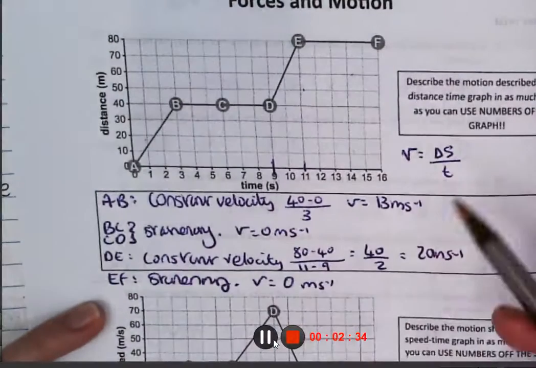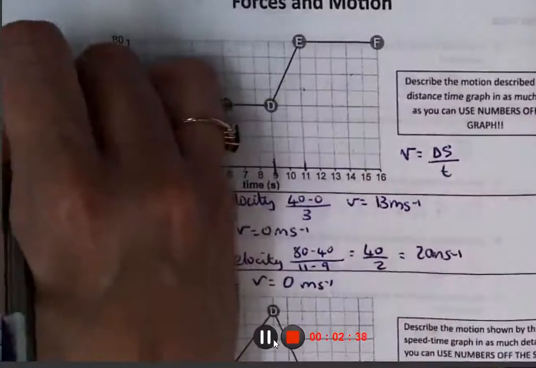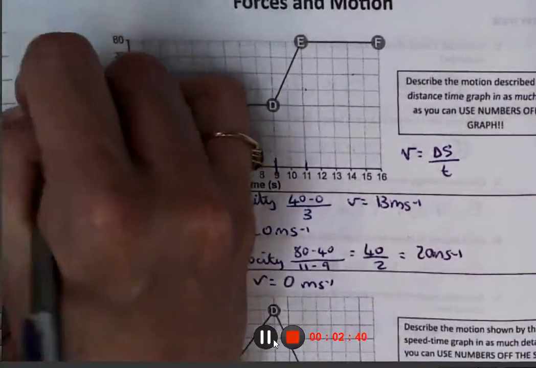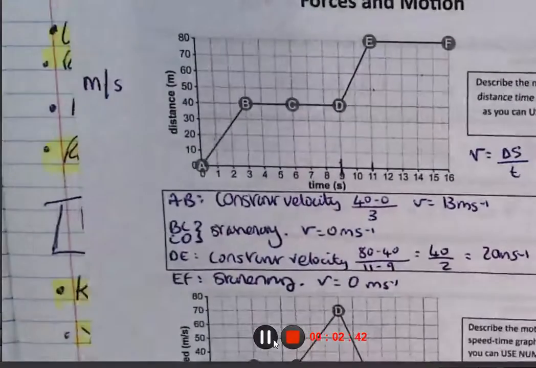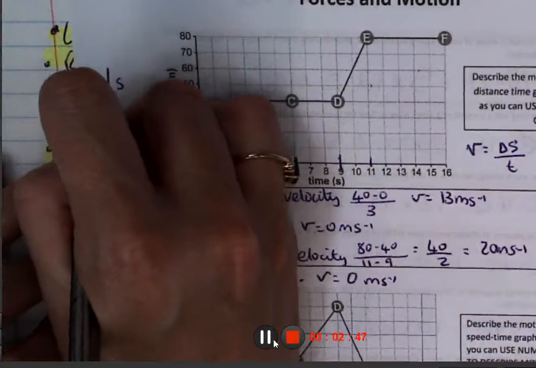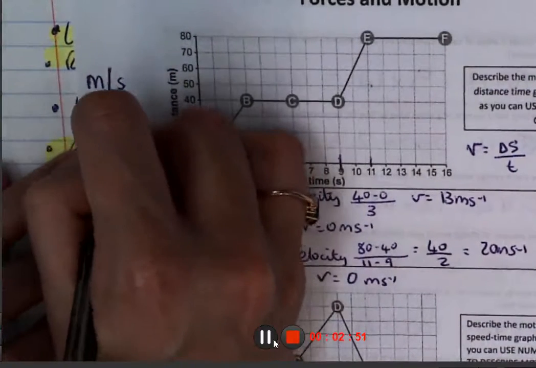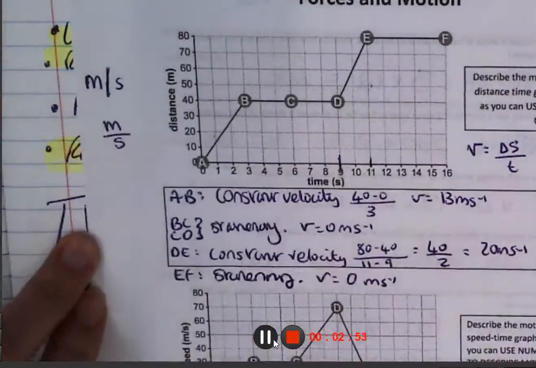Some of you might be wondering why I'm writing meters per second like this, so I'm just going to explain that to you. You're probably used to writing meters per second like that. The reason we write our units like this is because speed is distance divided by time, so we're doing meters divided by seconds. So technically what we're doing is this.